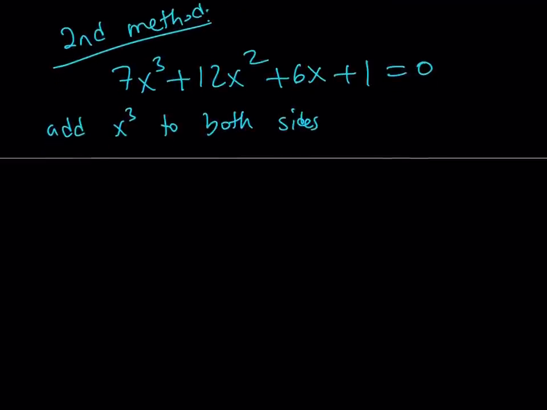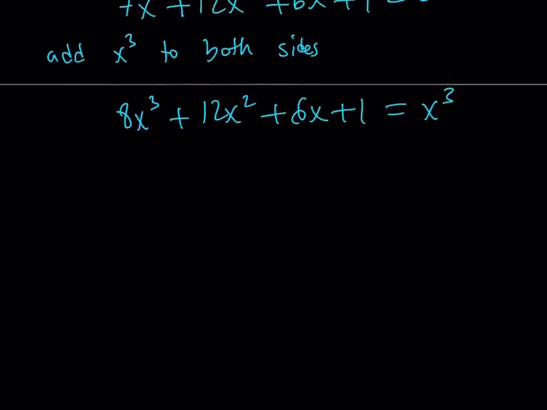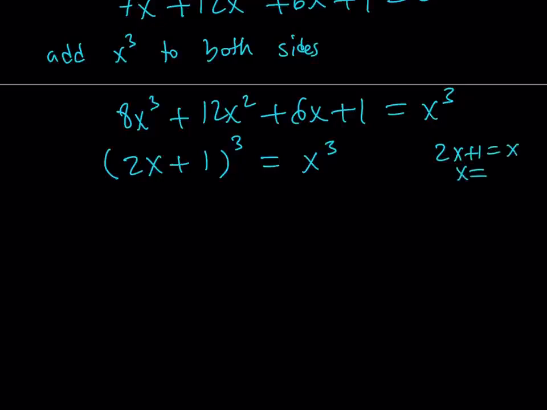When I add x cubed to both sides, basically I'm going to be getting 8x cubed plus 12x squared. Do you see what I see? Hopefully. And that's going to equal x cubed. But look at the left-hand side: 8, 12, 6, and 1. Those numbers are super special. Yes, and those are going to be the coefficients. This expression can be written as (2x plus 1) cubed, and that is equal to x cubed. Yay! Let's cancel out the cubes. 2x plus 1 equals x. And from here, x equals -1.